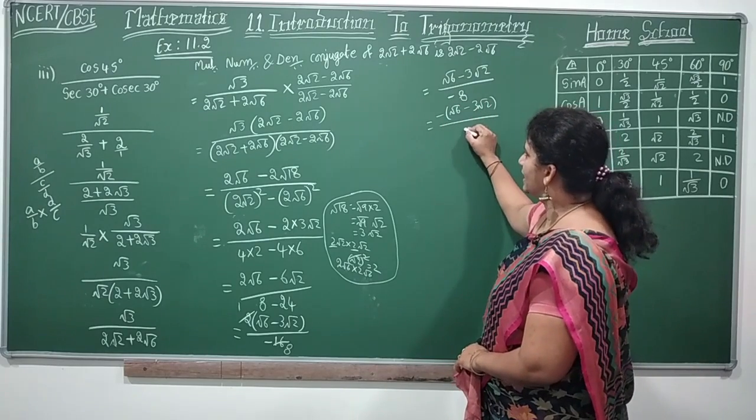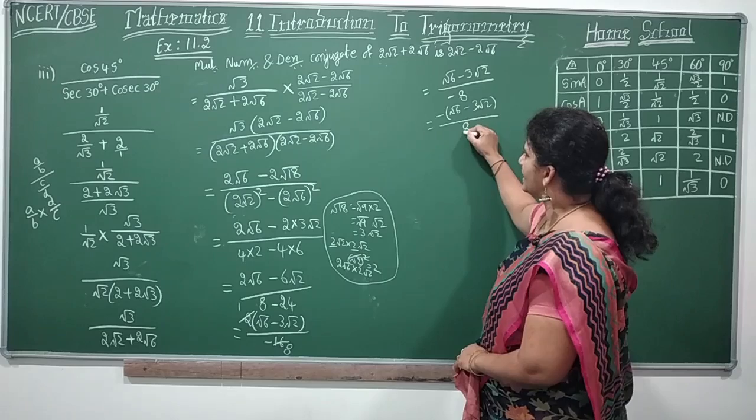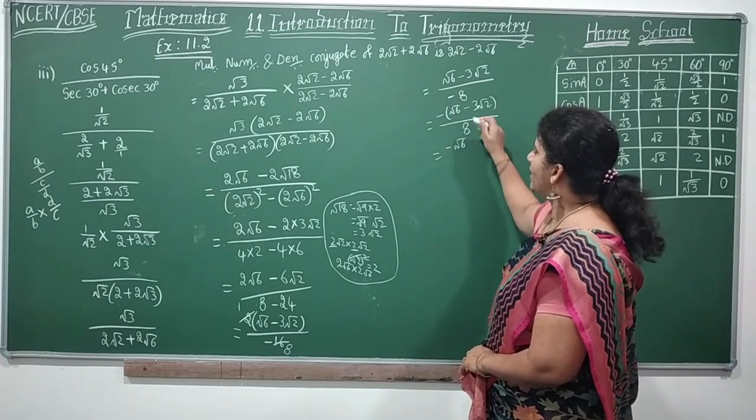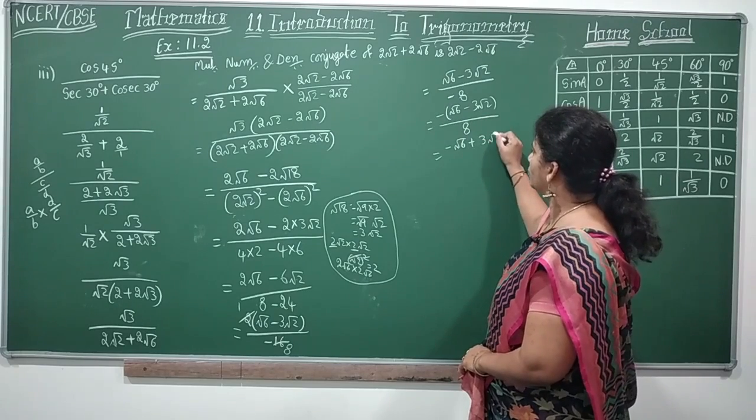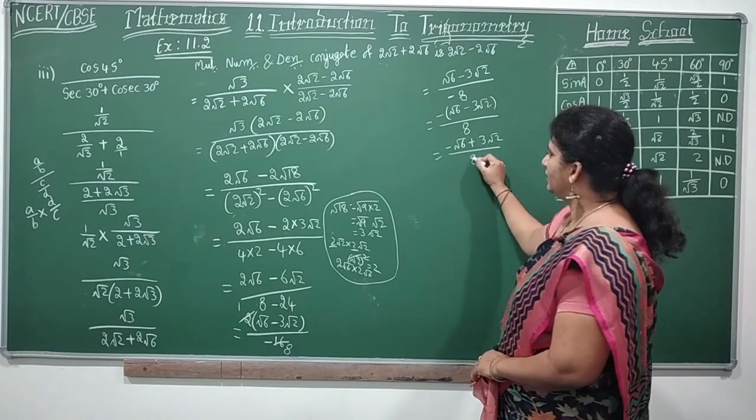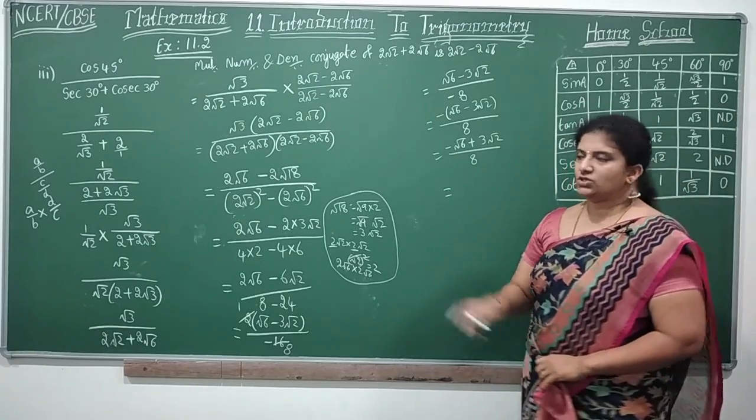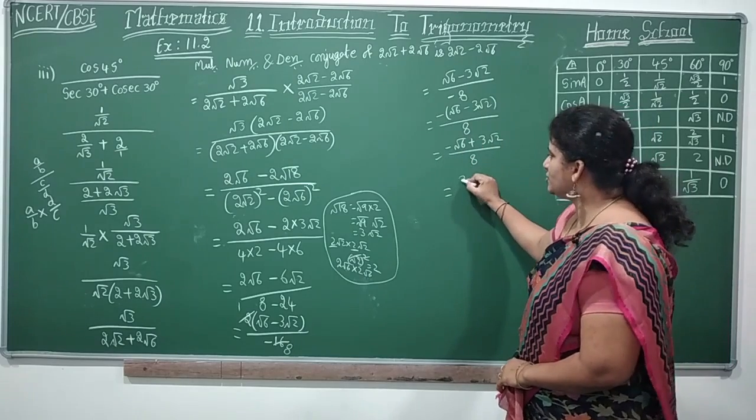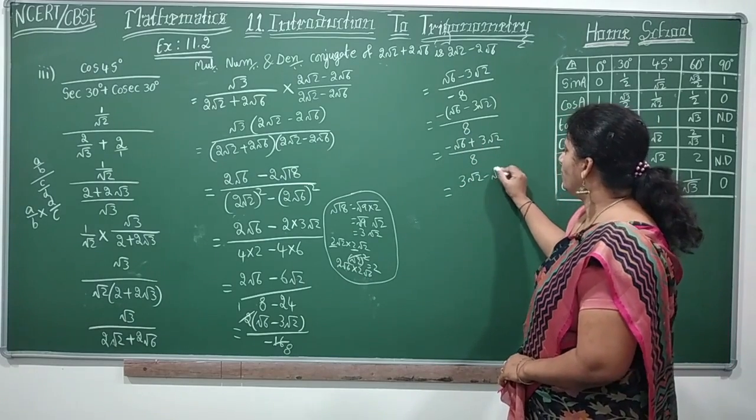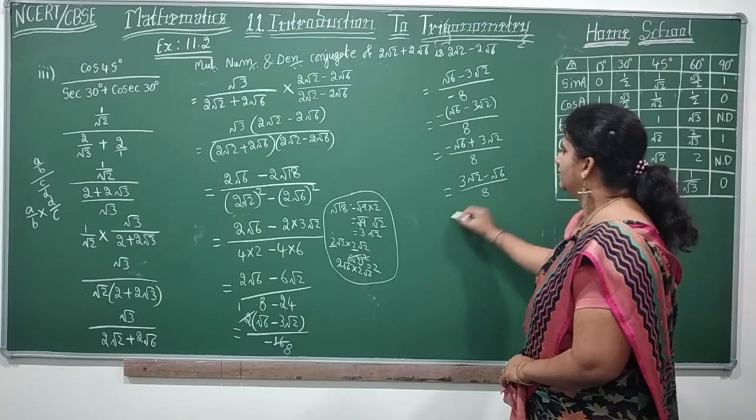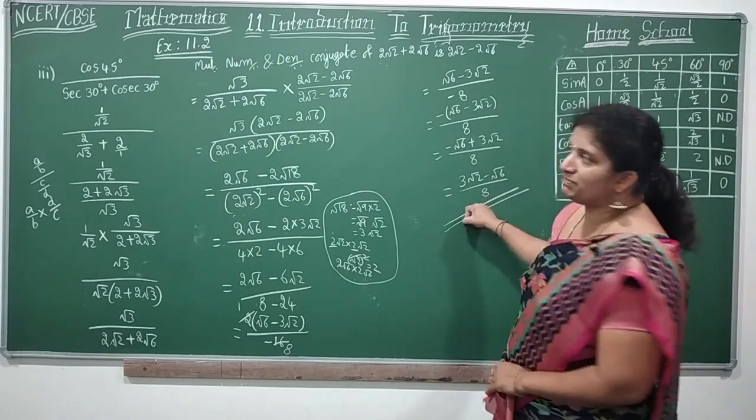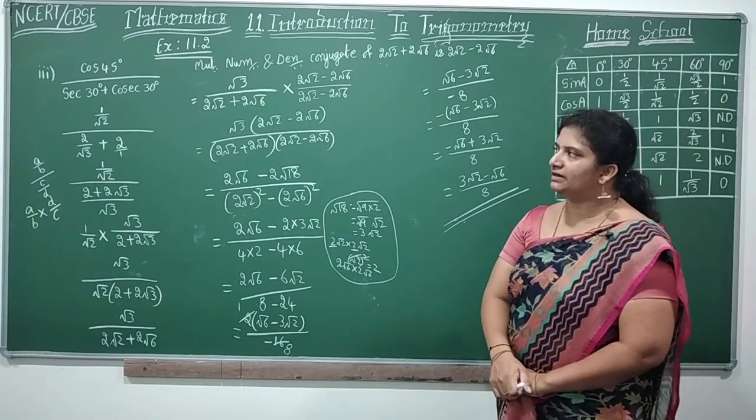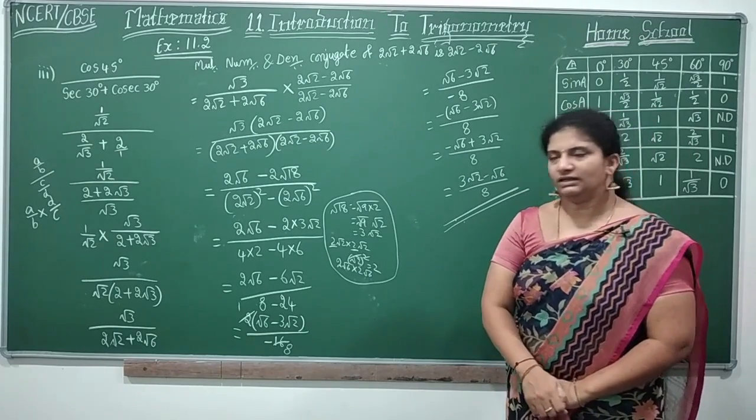Minus into minus 8 will be plus 8. So now minus multiply, children: minus root 6, minus into minus plus 3 root 2 by 8. Okay, finally. So here there is a negative at the starting, so rewrite this equation: 3 root 2 minus root 6 by 8. This is the simplified form of cos 45 degree by secant 30 degree plus cosecant 30 degree.